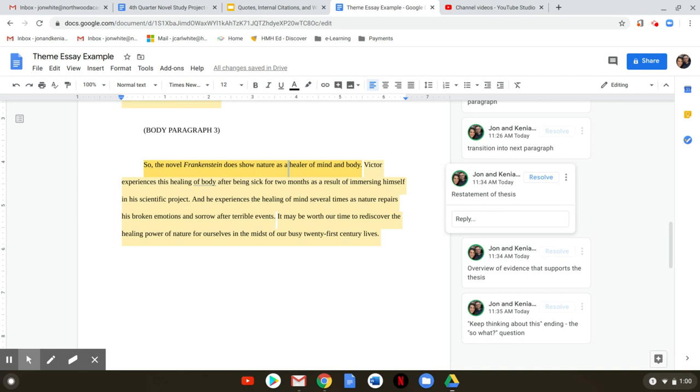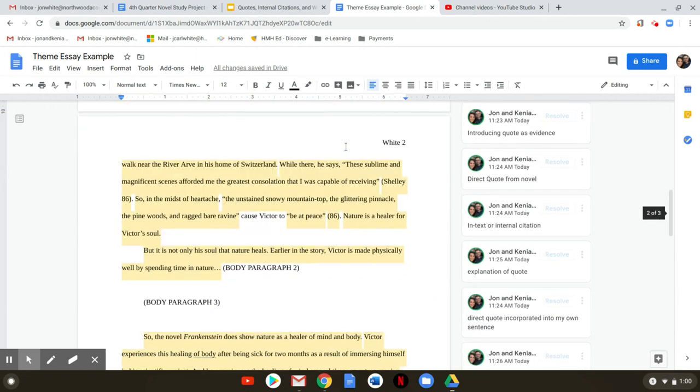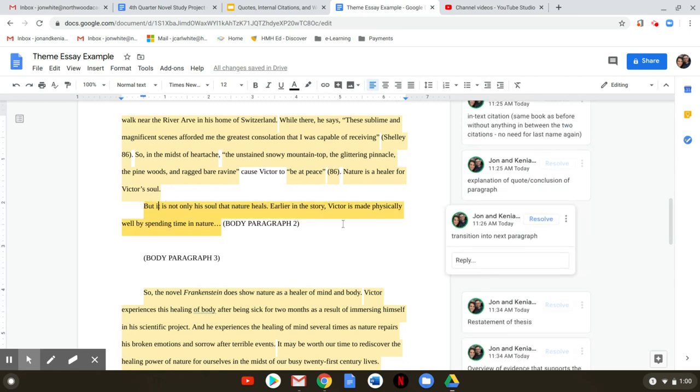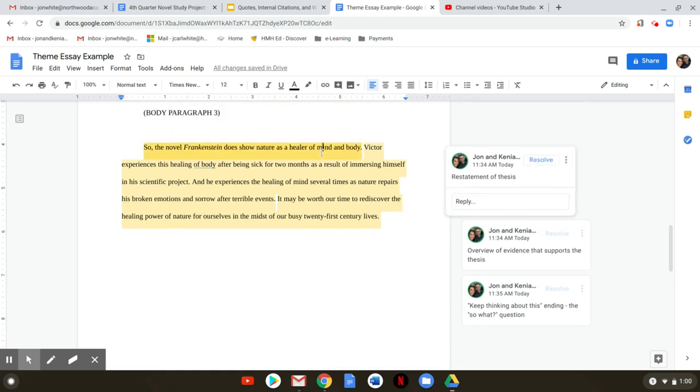revise my thesis statement. Notice I started off saying nature can heal the soul of many troubles, but then some of my evidence was going to lead into physical healing in nature. So as my conclusion mentions nature healing mind and body, well, maybe I revise my thesis statement to include mind and body as well. So, just a thought there.